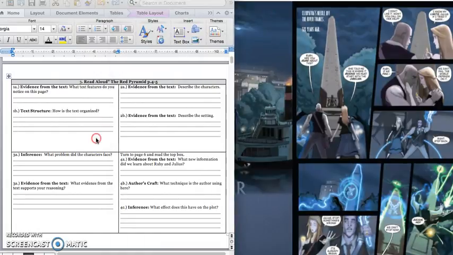Alright, and so 2A says describe the characters. Well, our characters' names are Julius and Ruby, and we know they are working some kind of magic at Cleopatra's Needle. Julius and Ruby are working magic at Cleopatra's Needle. Press pause to write down your answer and play when you're ready for 2B.